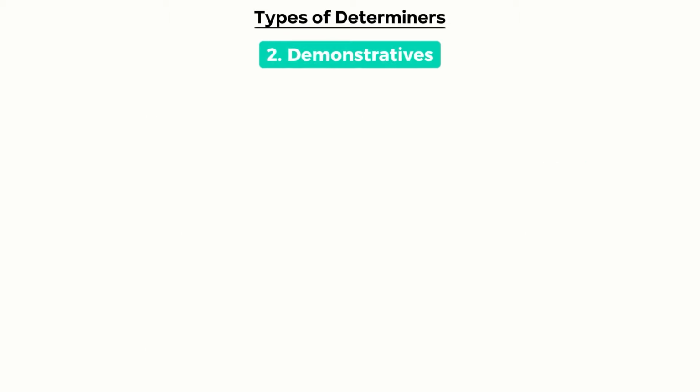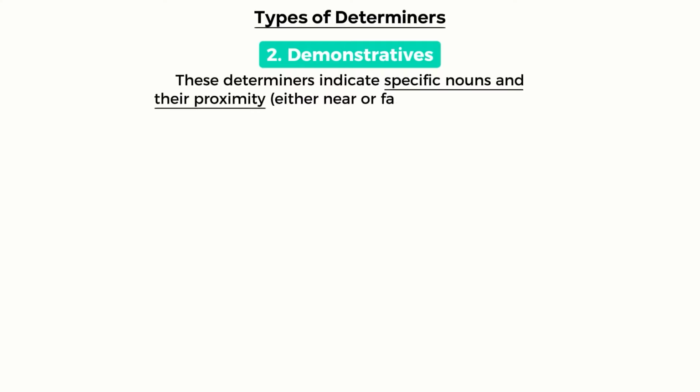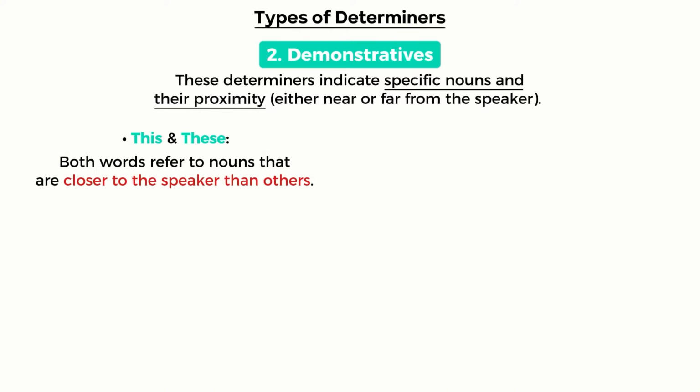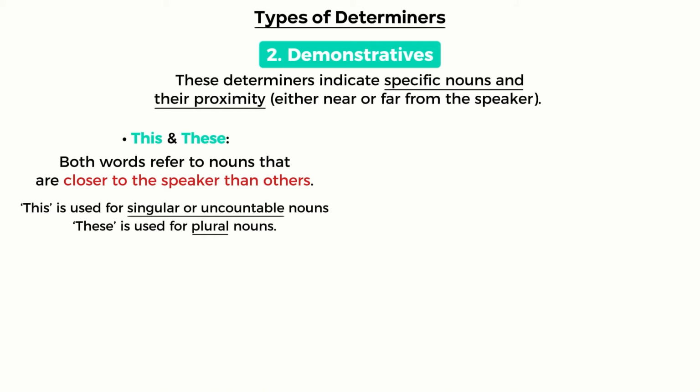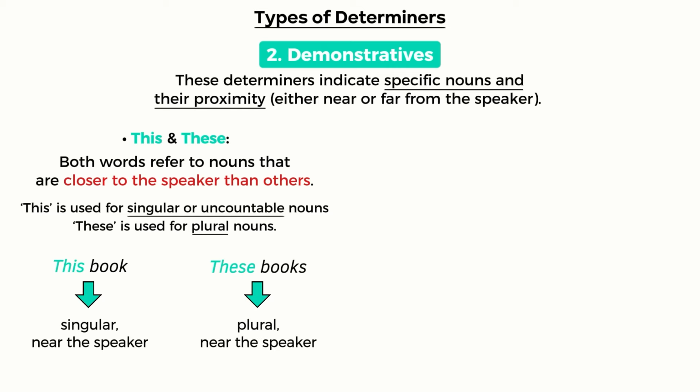2. Demonstratives. These determiners indicate specific nouns and their proximity, either near or far from the speaker. This and these. Both words refer to nouns that are closer to the speaker than others. This is used for singular or uncountable nouns. These is used for plural nouns. For example, this book, singular, near the speaker. These books, plural, near the speaker.